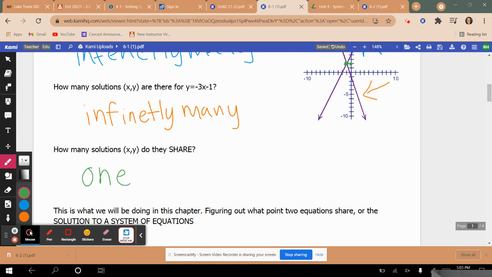So this is what we're going to be doing for this chapter, figuring out what point two equations share or the solution to a system of equations. So you're going to hear it a few ways. It's either the point they share, the solution to the system of equations, or the point of intersection. All three of those statements mean the same thing. So solution to the system of equations and the point of intersection mean the same thing. Those are the two you're going to hear most common.